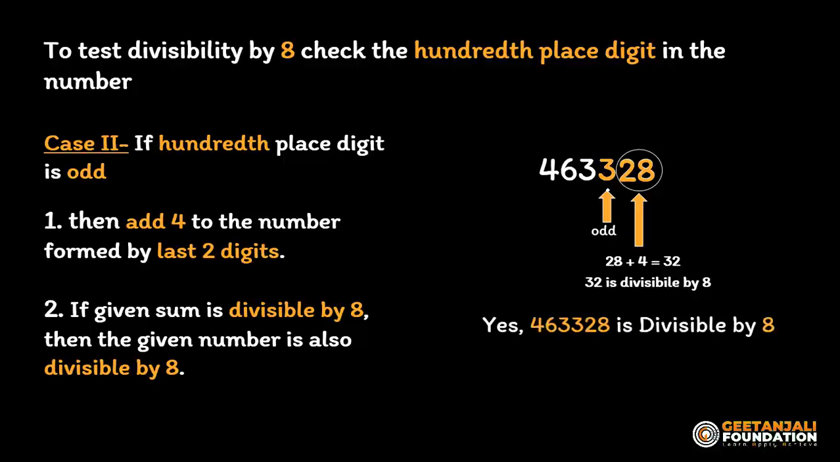So first of all, you have to be very careful in this method. You will check its hundreds place digit, whether it is even or odd. If it is even, take the last two digits and divide by 8. If that is divisible by 8, then the number is divisible by 8. If the hundreds place digit is not even, it is an odd number, you will take the last two digits, but now you don't divide it by 8. You add 4 to it and then divide by 8. And if the sum is divisible by 8, then the given number is also divisible by 8. So be careful while following this method. At one place you have to add 4, at one place you don't have to add 4. So be careful.